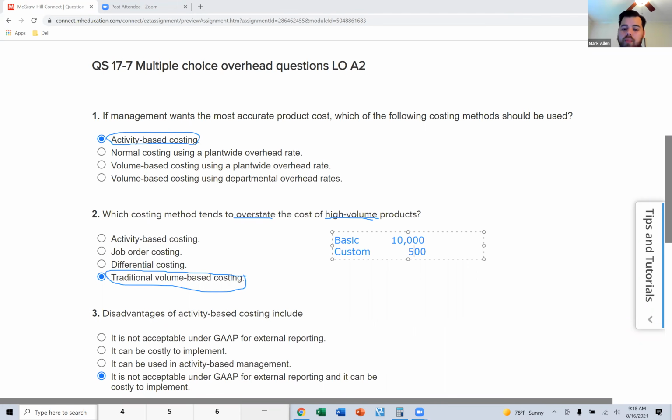You can see how this would be a problem, because basic may not really be using that many specialized processes or techniques or anything at all, whereas custom is likely using a lot of those things. But based on traditional volume-based costing, I'm assigning the vast majority of that cost to the lesser item, right? That's getting produced in mass, in large quantities. This is the huge problem with it: it does tend to distort our costs.